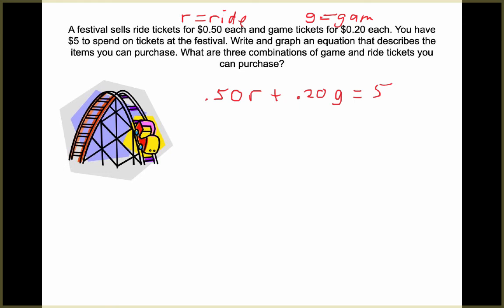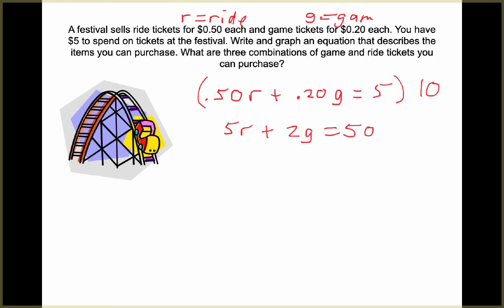Well, one thing you should notice on this, if I told you to write this in standard form, this is not in standard form yet because we have decimals and we have to have integers. So if we want to get rid of our decimals, we can multiply everything by 10. So 10 times 0.5 is 5. So we're going to multiply this all by 10. 0.2 times 10 is 2. And 5 times 10 is 50. So now we have an equation in standard form.